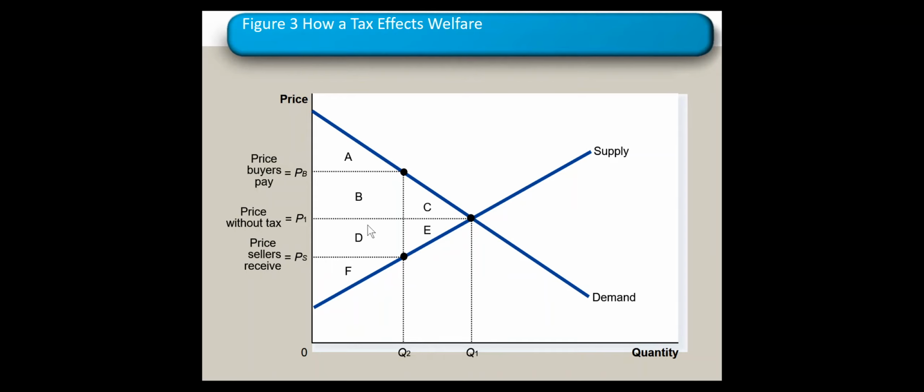Now, what is B and D altogether? It is exactly the tax revenue. So from the market, what happens? A is the consumer surplus, the gain of buyers from participating in the market, and F is the gain of sellers from participating in the market, and B plus D altogether is the gain of government from imposing tax. How about C and E? This is what we refer to as deadweight loss.